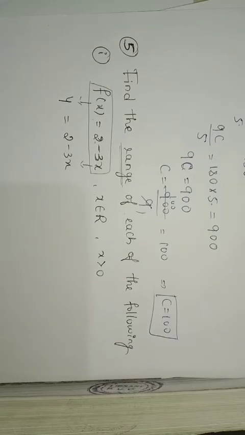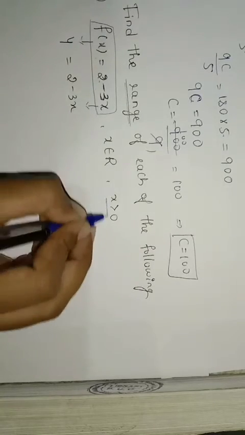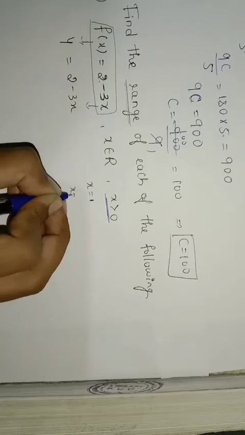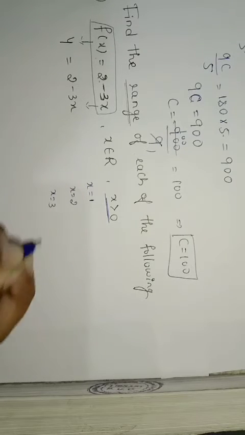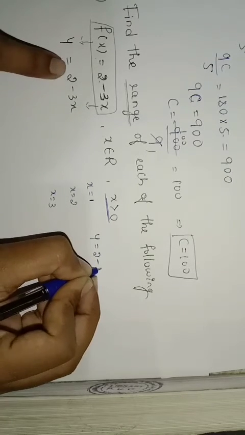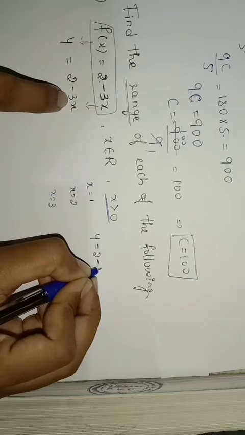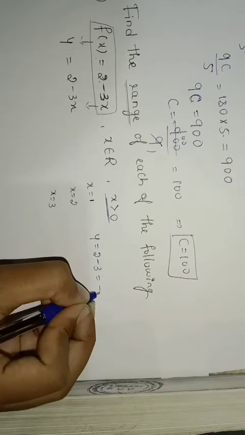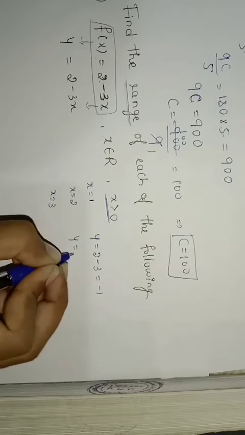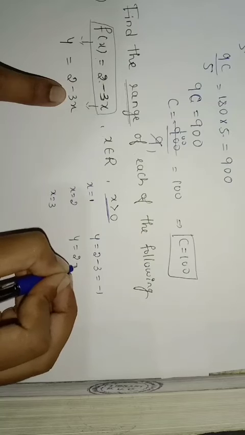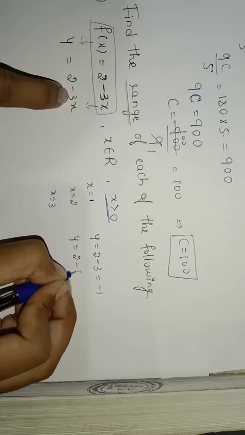Now observe carefully. x should be greater than 0, which means x starts from 1, x is equal to 2, x is equal to 3. What will be the y values? Y is equal to 2 minus, when x is 1, 3 into 1 is 3, and 2 minus 3 is minus 1. Whenever x is equal to 2, what happens to y? 2 minus 3 twos are 6.